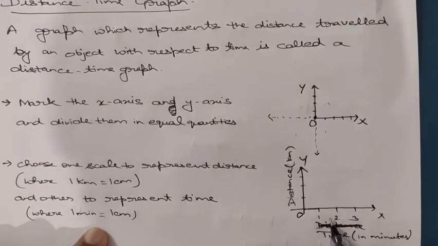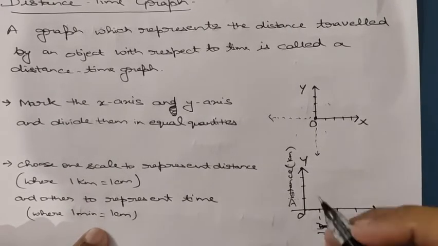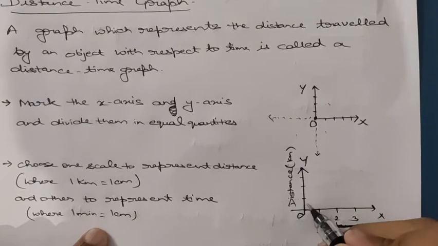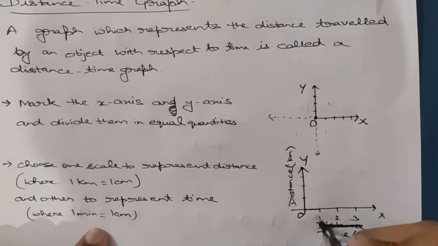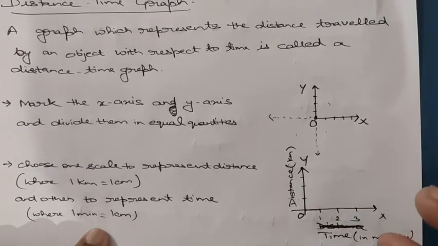So after every 1 centimeter, this will be 2 minutes, this will be 3 minutes. And similarly here on the y-axis, 1 centimeter is equal to 1 kilometer, because you need to represent the distance, no? How much distance has been covered. So according to the graph paper, the distance is fixed, so you have to give it a scale.